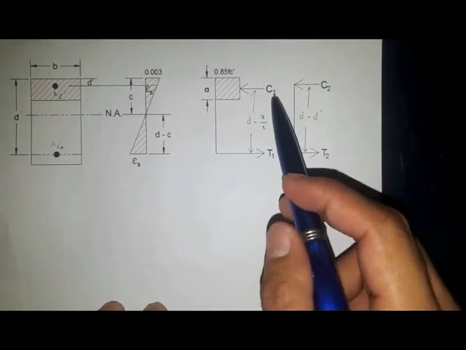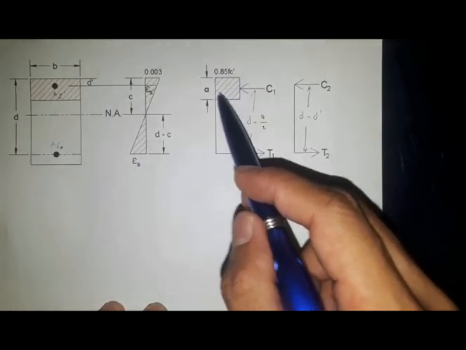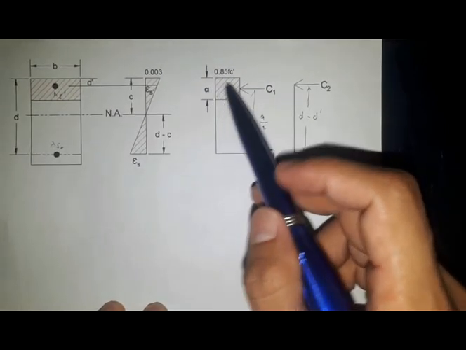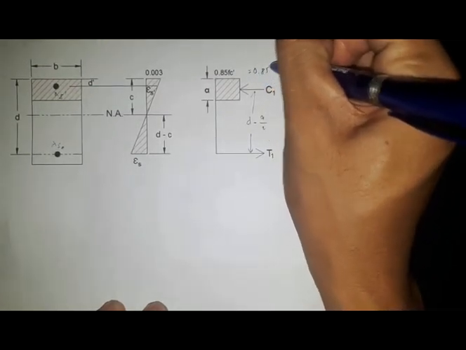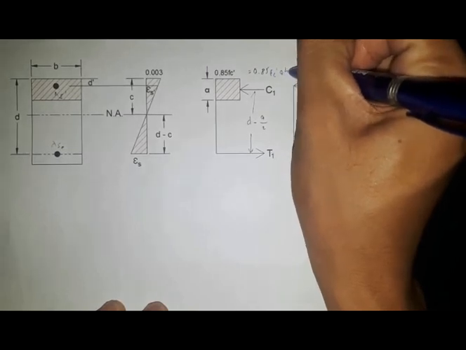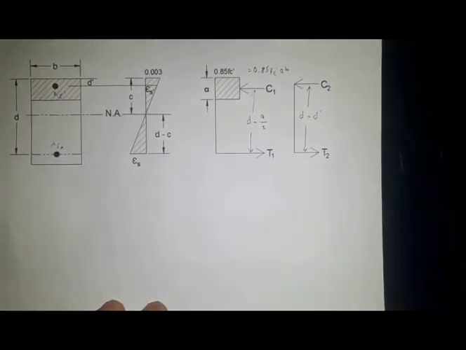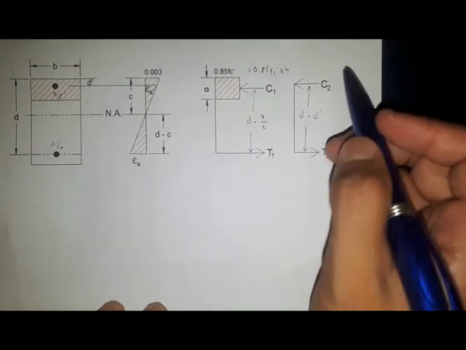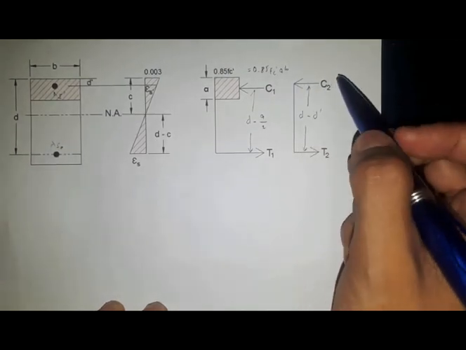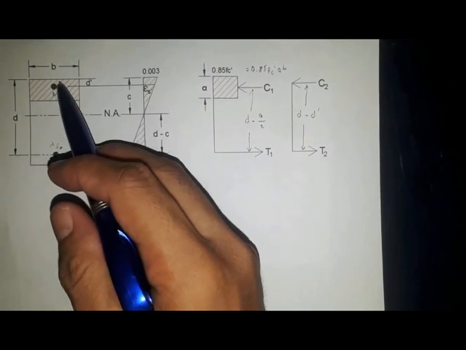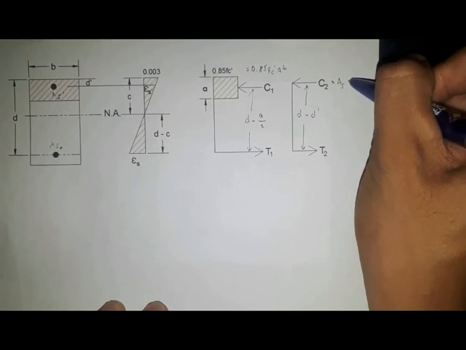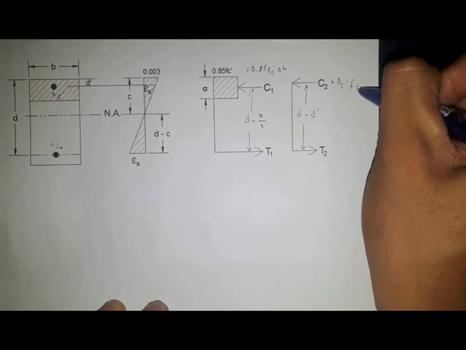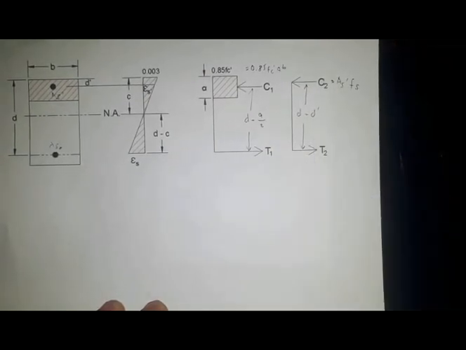So, ito, C1 is the compression created by the concrete. So, yung C1 mo, so this is equal to 0.85 FC prime AB. While yung C2, so ito yung compression naman induced by this, the compression steel. So, this is AS prime FS, or it could be FY. So, i-prove pa natin mamaya.